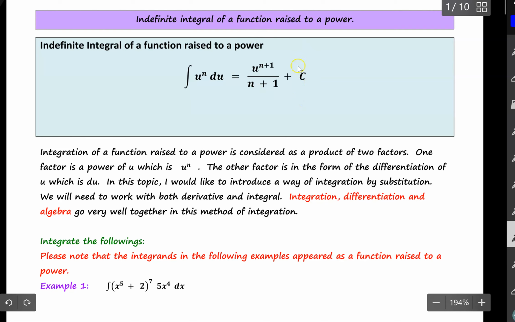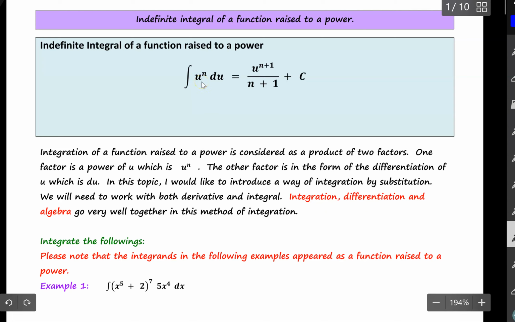But this formula applies for u to the exponent n and du. Alright, so I would like to introduce a unique method to everyone. It's called substitution. In order for you to use substitution, you have to consider u to the exponent n and multiply by du. These two factors are the product. Okay, so u to the exponent n times the du.